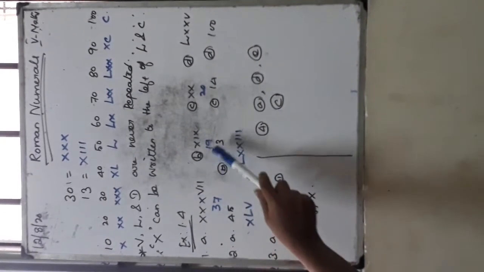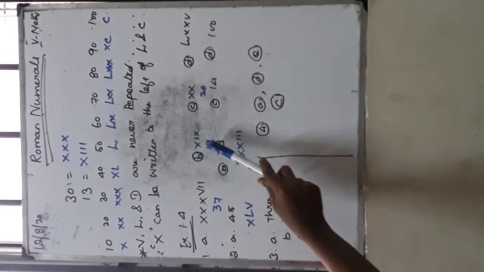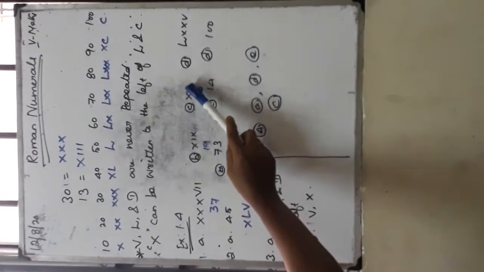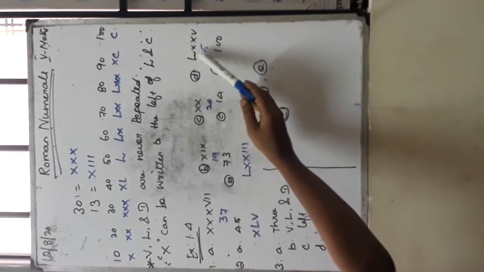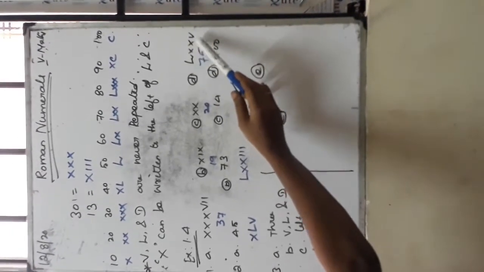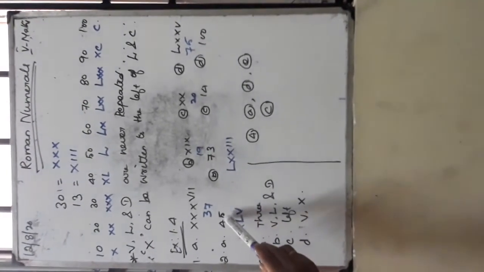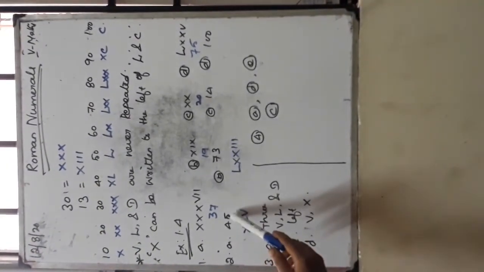So 37. Then IX is 19, so here 10 plus 9, 19. Here 10 plus 10, 20. So LX is 60, 70, 75. That's all. Next subdivision is: write the following Hindu-Arabic numerals in Roman numerals.